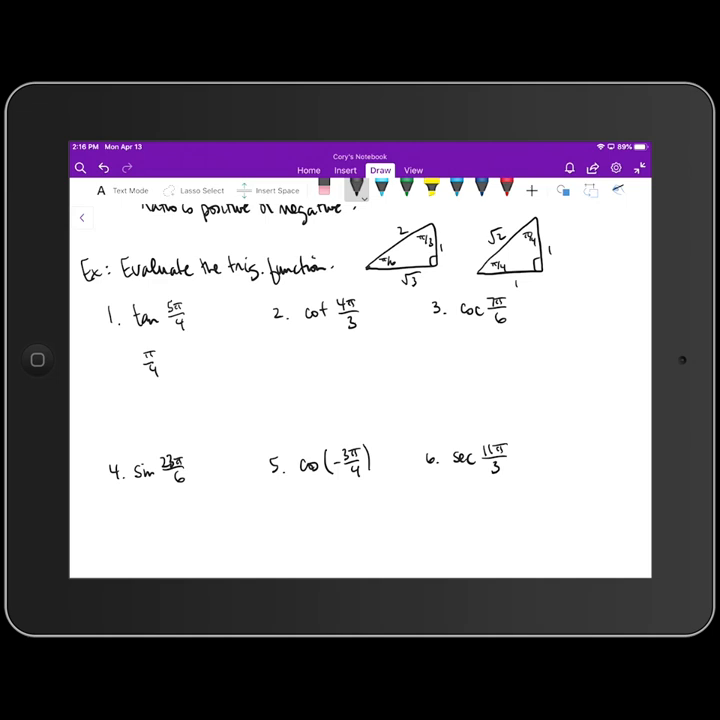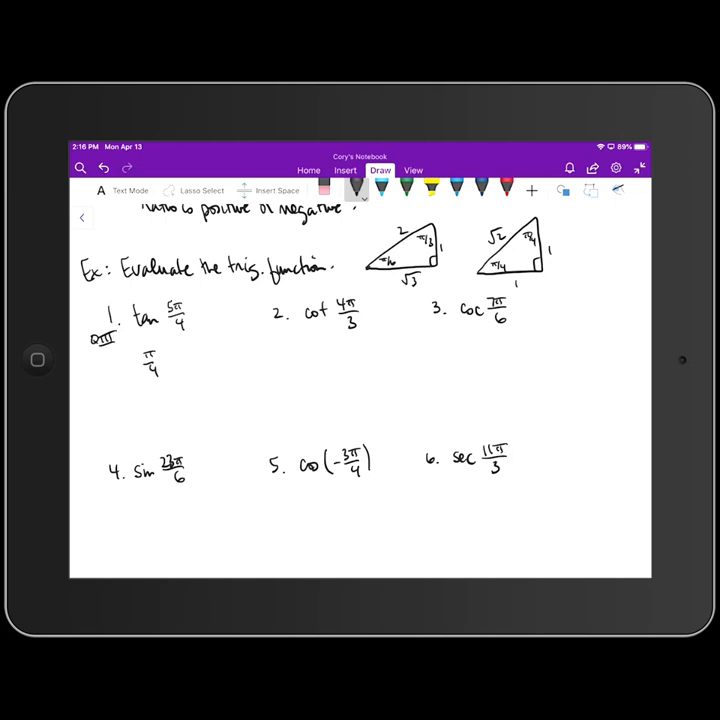Step 3 is we want to figure out what quadrant 5 pi over 4 lies in. So we can get 5 pi over 4 by taking pi plus the reference angle pi over 4. So because pi plus the reference angle pi over 4 gives us 5 pi over 4, that tells us that the angle lies in quadrant 3.